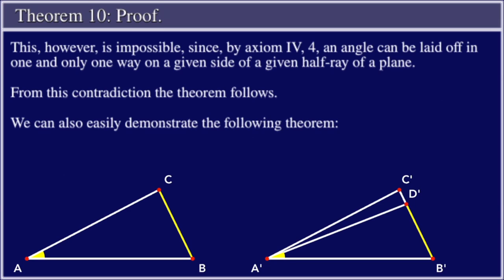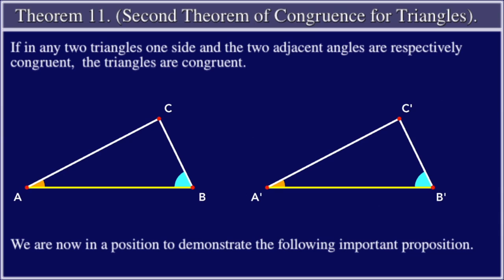We can easily demonstrate the following theorem. Theorem 11, the second theorem of congruence for triangles. If in any two triangles one side and two adjacent angles are respectively congruent, the triangles are congruent. We are now in position to demonstrate the following important proposition.